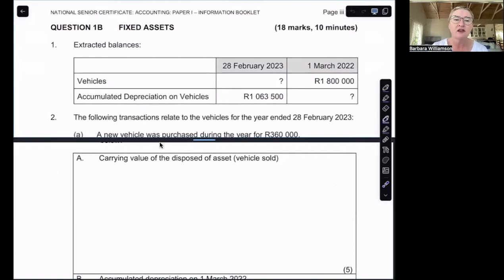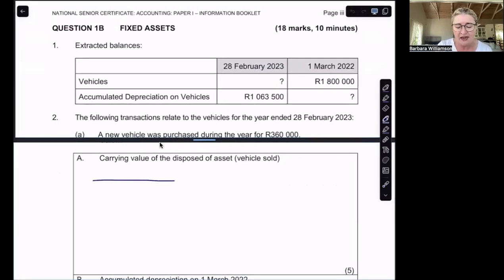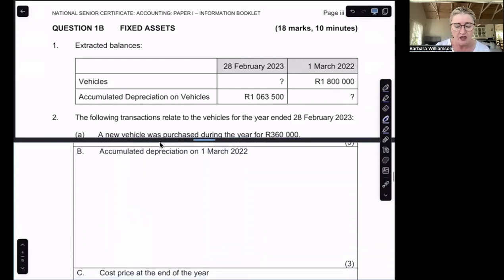Whenever you're working out anything to do with a disposal, very often it's easy to work out using an asset disposal account. So I would automatically just put a little T account in for disposal. And then as we get the information about what was sold or disposed of, we'll pop it in there.